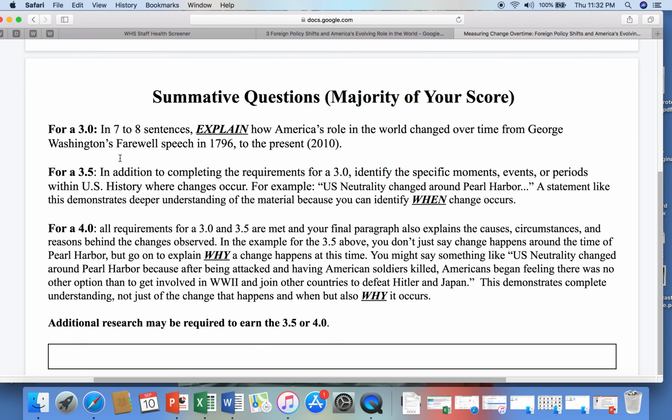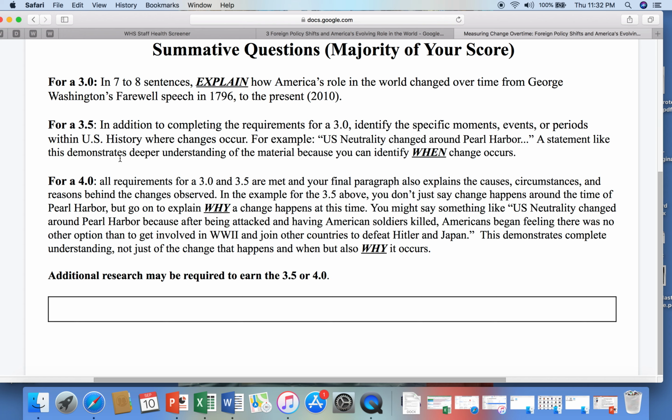So for a student who wants a 3, they've basically broken down all the documents, and in 7 to 8 sentences, they explain how America's role in the world changed over time, from George Washington's farewell speech in 1796 to the present, roughly 2010. For those who want a 3.5, in addition to completing these requirements for a 3, you're also going to identify the specific moments, events, or periods within U.S. history where changes occur. So here's an example of what that might sound like.